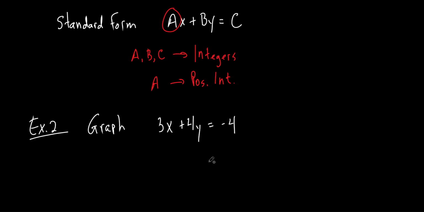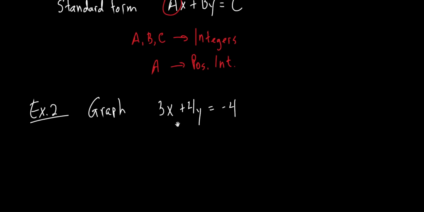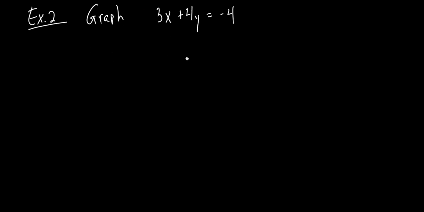So I got to graph this. Well, what form is this in right now? It's in standard form. There's a couple ways we could graph it. I'm going to show you both ways. Didn't we do x and y intercepts before? Yeah, so let's do it that way. And there's another way too. We could take this and change it into slope-intercept form. But I'm going to do both ways.